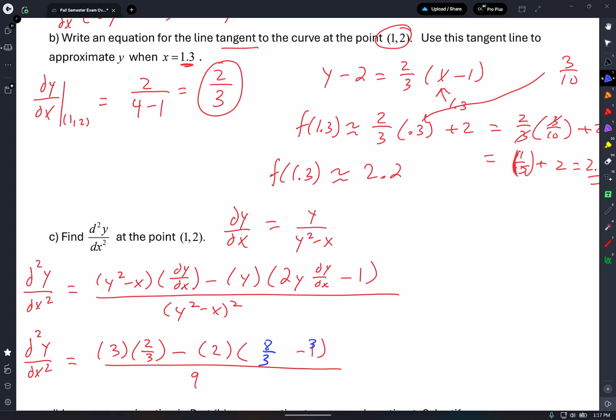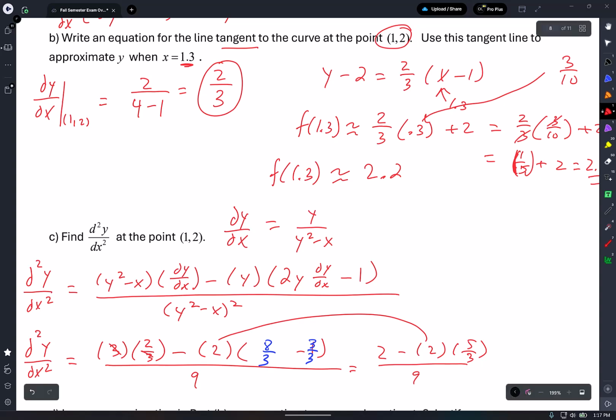And this one, I'm going to go 3 over 3. So 8 minus 3, that is 5/3. So let's see. I'm going to write it as, and these 3's cancel out there. So I have 2 minus, and I still have that 2 there. That 2 is that 2. And then 8 minus 3, that's 5/3, all over 9. Okay. 2 times 5 is 10. So I have a 10 over 3 right here.